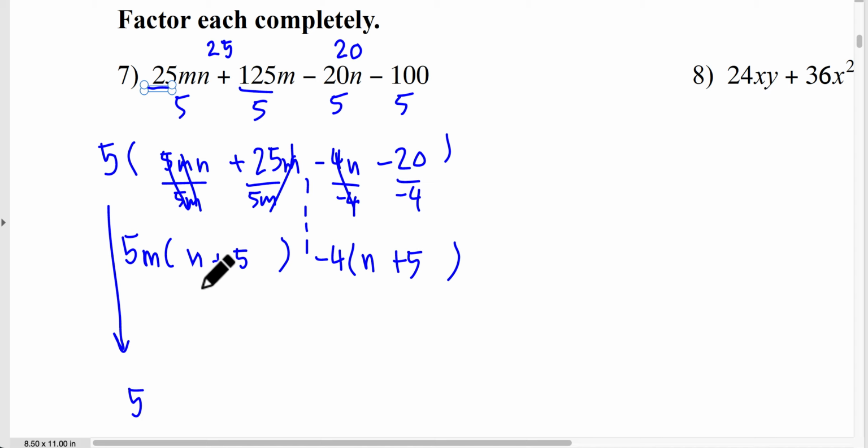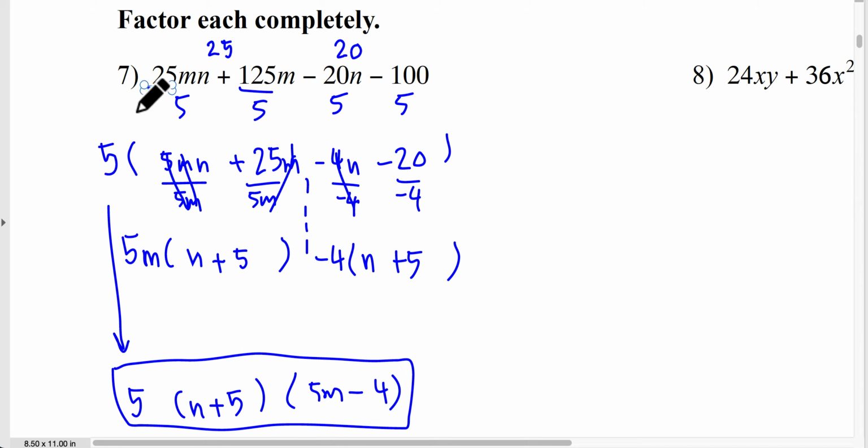At this stage, we know our parentheses should be the same. And they are, so we're on the right track. So we're going to bring down our common parentheses, n plus 5. And then we're going to have 5m, m minus 4. All done. We have factored completely.